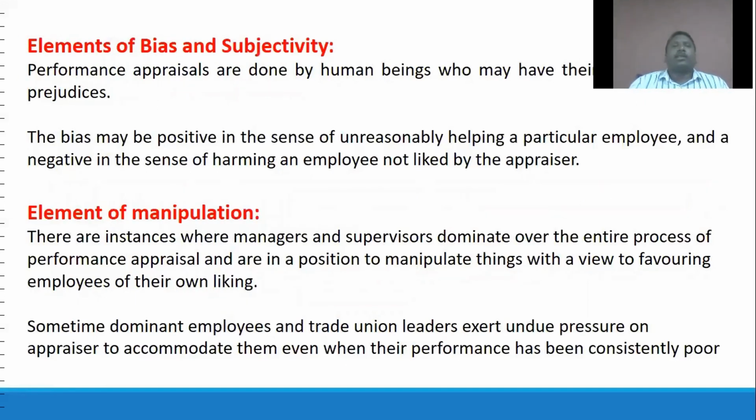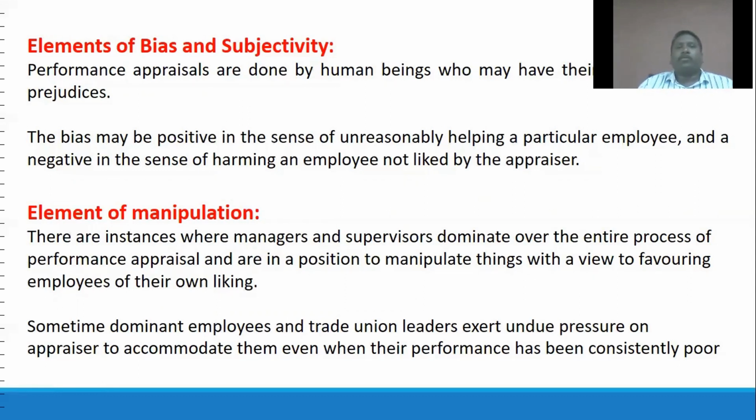Next error is elements of bias and subjectivity. Generally, when people are involved, there is always a possibility of human bias because human beings are prone to biases and prejudices. If the bias is positive, obviously the rater is going to give a good rating, and if the bias is negative, obviously the rater is going to give a negative rating to the individual because he or she doesn't like the employee. So elements of bias and subjectivity is another problem for poor performance appraisal.